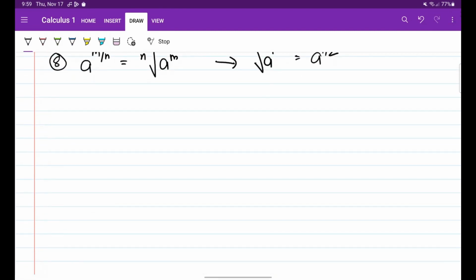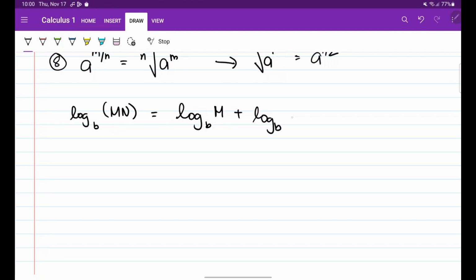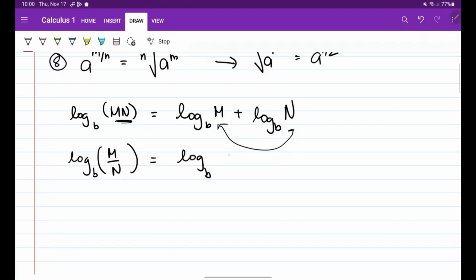And now let's move on to logarithmic rules. So if we have the log base b of mn, this is equal to just the log base b of m plus log base b of n. So yung multiplication dito, nagiging addition. And pwede rin yung kabaliktaran. So log base b of m over n is equal to log base b of m minus log base b of n. So yung division nagiging subtraction.